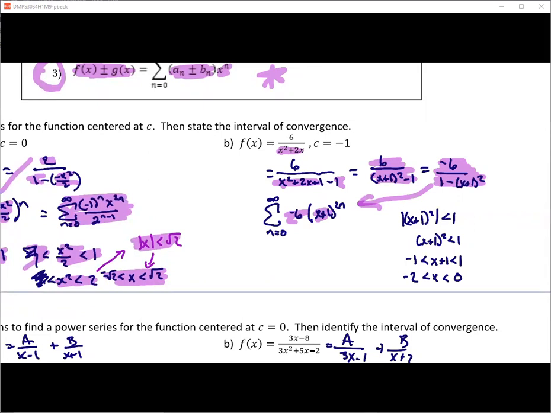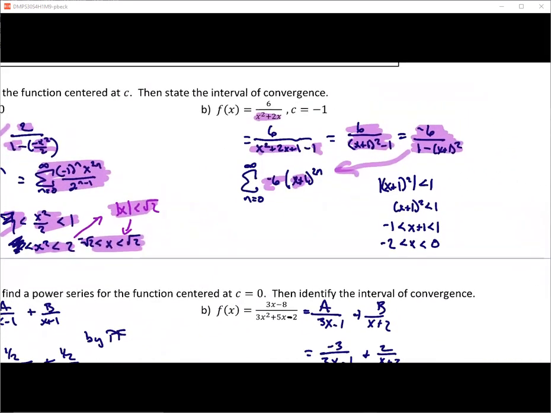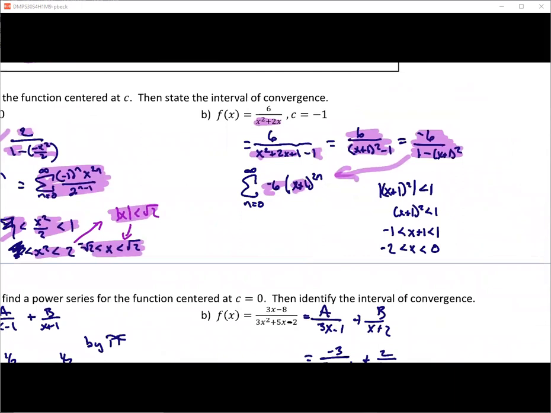And so then we've been doing all of this time. Sorry about that. I hit a random button on my iPad. The absolute value has to be less than 1, which then says x plus 1 has to be between negative 1 and 1. So my interval is from negative 2 to 0.